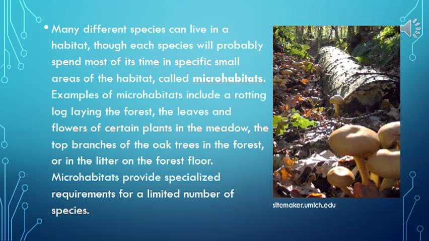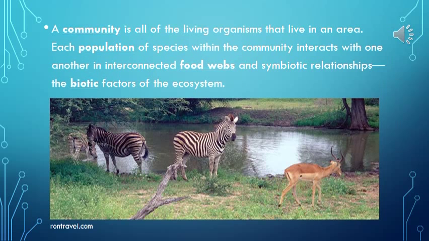Examples of microhabitats include a rotting log laying in the forest, the leaves and flowers of certain plants in a meadow, the top branches of an oak tree in the forest, or the litter on the forest floor. Microhabitats provide specialized requirements for a limited number of species. A community is all of the living organisms that live in an area.